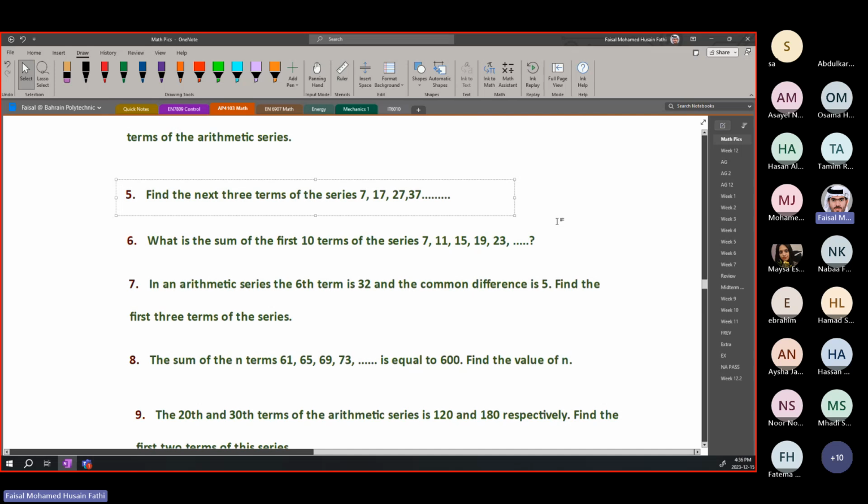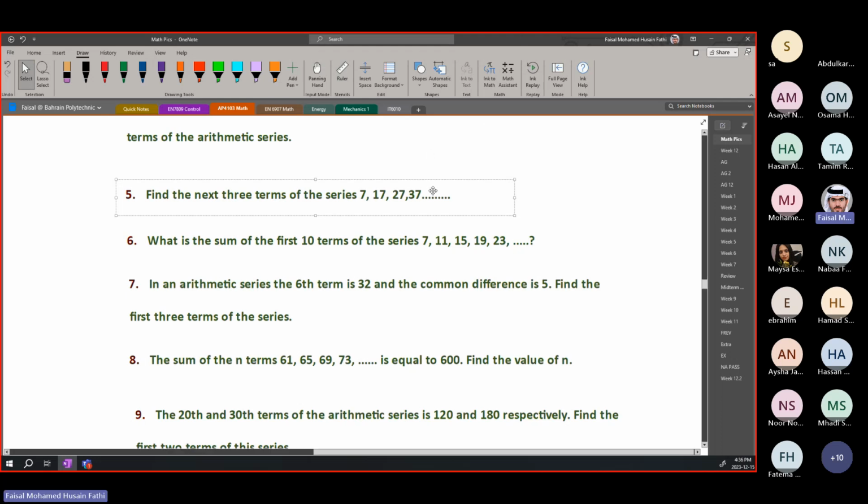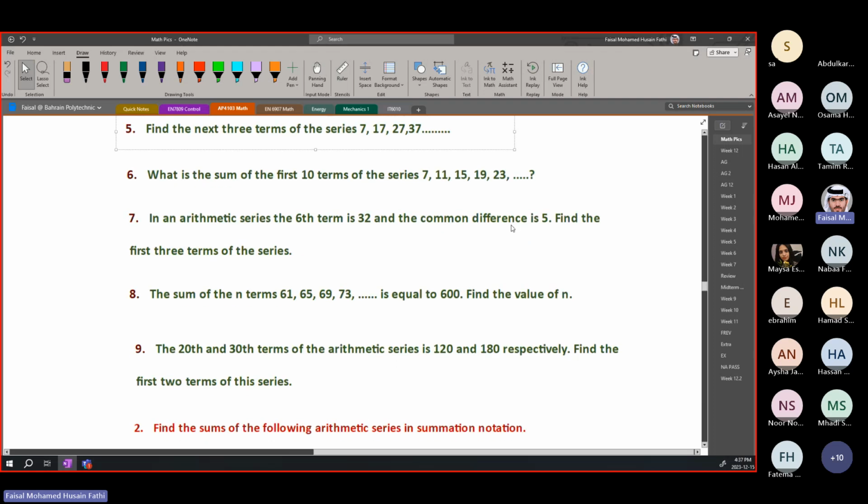Quick, quick, quick, quick, yalla. First term, common difference. Quick. Question 5. First term and common difference. Come on. There you go. 7 and 10. Very simple. Now you know how to solve. You find your an, you find your equation, done.